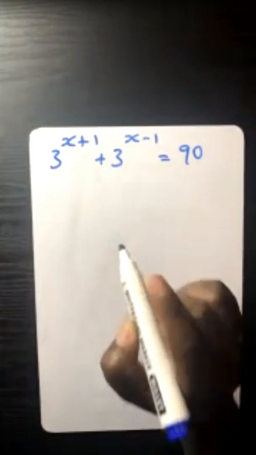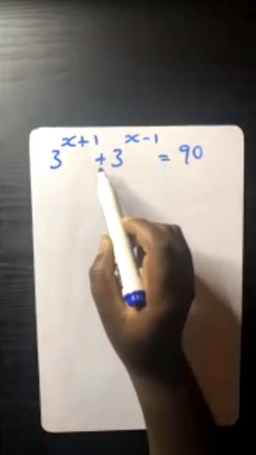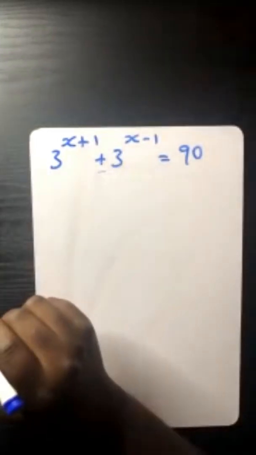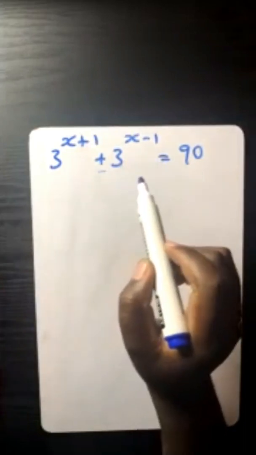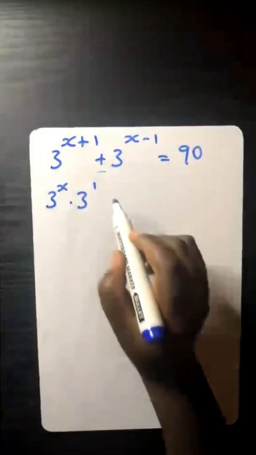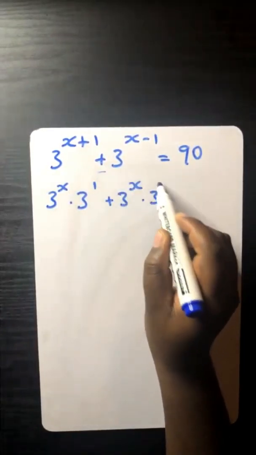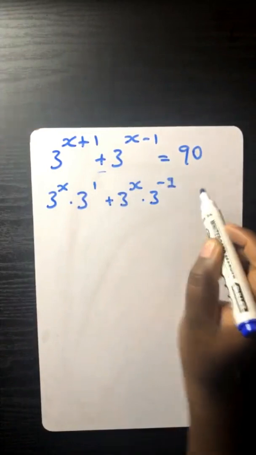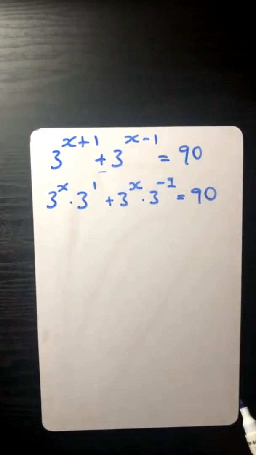As part of your notes, you can write it down. If we've got on the left that sign that separates the terms, firstly, we need to separate the exponents, which means we're going to have 3 to the exponent x multiplied by 3 to the exponent 1, plus 3 to the exponent x multiplied by 3 to the exponent negative 1. This is equal to 90.